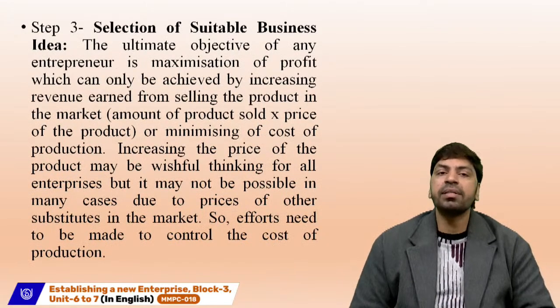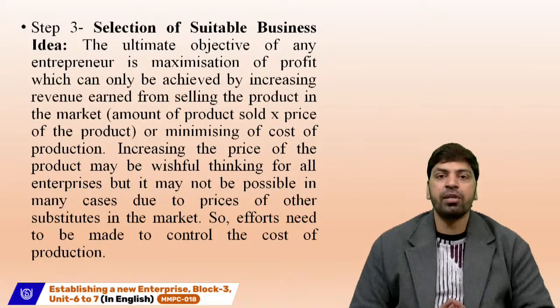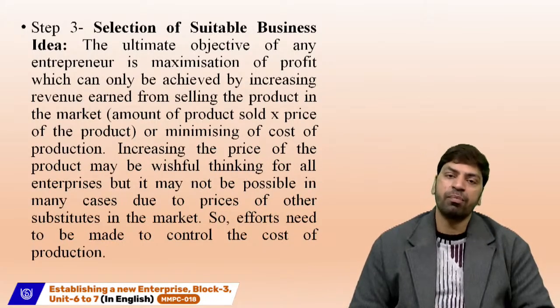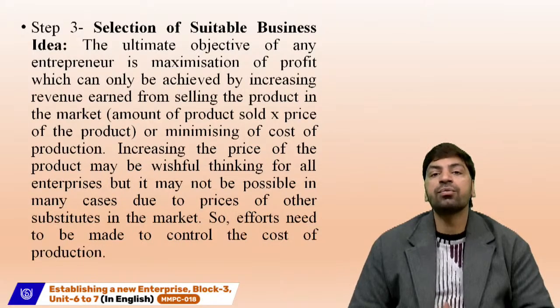The next step, the third step, is the selection of a suitable business idea. The ultimate objective of any entrepreneur is to maximize profits, and it could be achieved by increasing the revenue earned from selling the product in the market. Mathematically, it is the amount of products sold into the price of the product, or by minimizing the cost of production. Increasing the price of the product could be a wishful thought for all enterprises, but it may not be possible in many cases if the prices of other substitutes change in the market. So ultimately, the entrepreneur has to put in effort to control the cost of production.